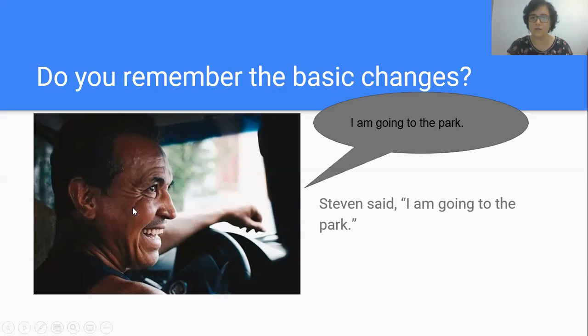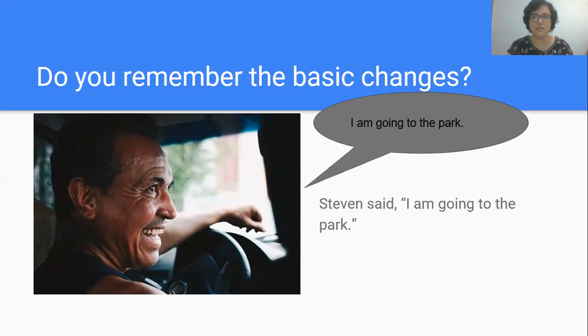Stephen said, let's call him Stephen. And here's what he said. So Stephen said, comma, open inverted commas, I am going to the park. Full stop, close inverted commas. This is called direct speech because it is the exact words that Stephen said.